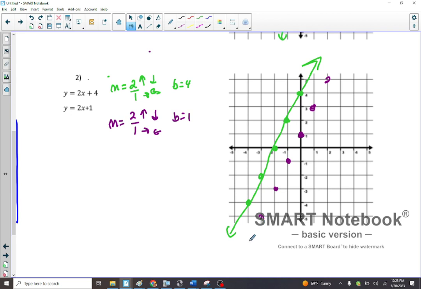This is parallel. So the two lines are parallel. But if I'm asking where they intercept, they don't intercept. So you would see this as an option in your question as no solution. You find this as no solution.